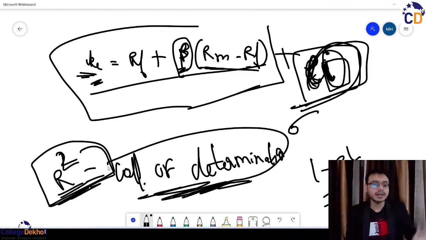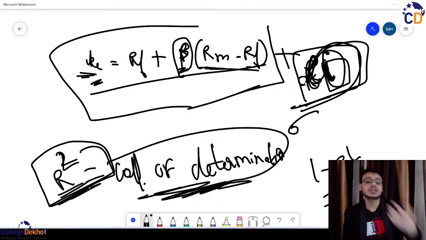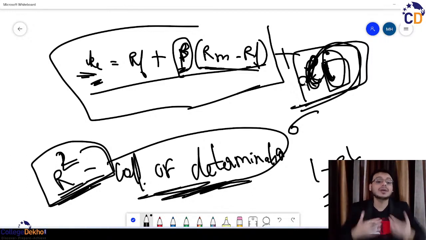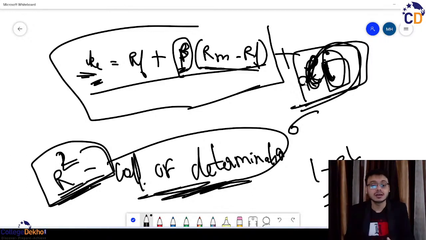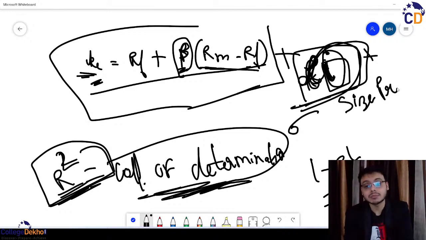I'll try to organize some classes on that as well sometime in future. But as for now, we took e_i, which was a measure of the unsystematic risk or diversifiable risk, in case the company has some company specific risk left out. In some models, people also try to include, going ahead, a plus, which is nothing but the size premium. Size premium.